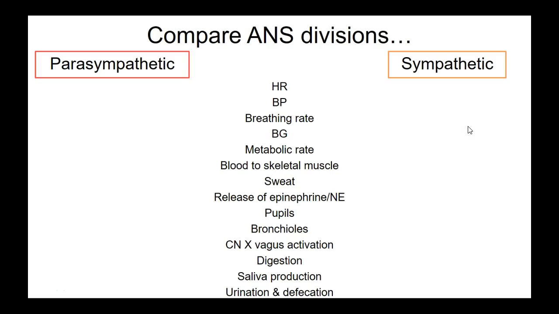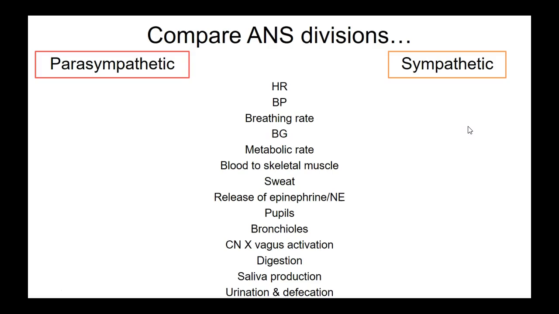So comparing parasympathetic and sympathetic. I'm not going to write on the wall yet, but heart rate: what's happening to heart rate, going up or down for the parasympathetic? Down. What about sympathetic? Up. Blood pressure going up or down for the parasympathetic? Down. And sympathetic? Going up. Now I can start writing on the board. Breathing rate: parasympathetic, going up or down? Hopefully you're seeing a trend. Breathing rate for sympathetic, going up.